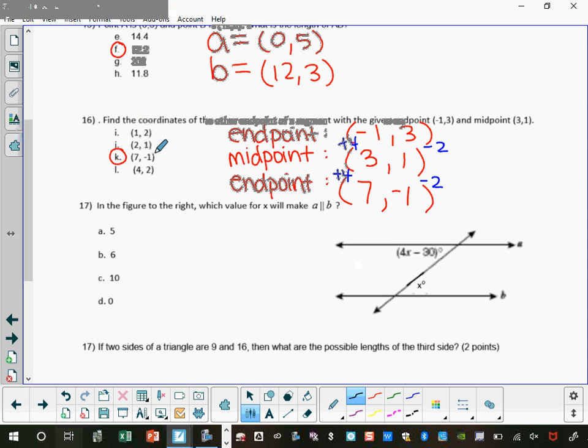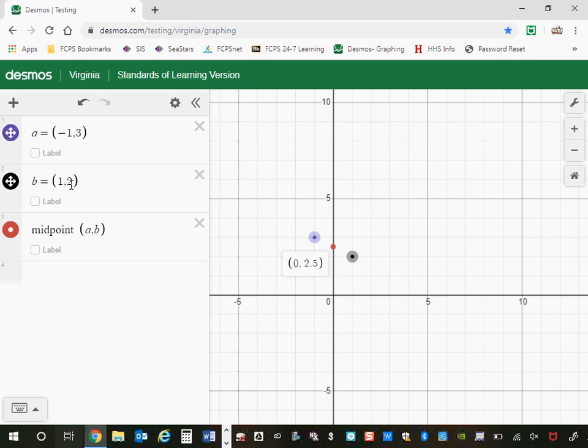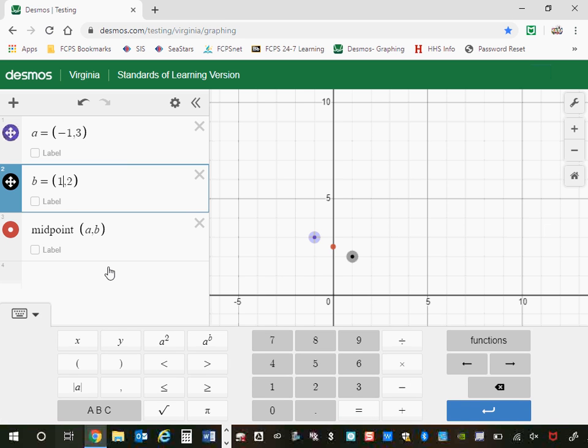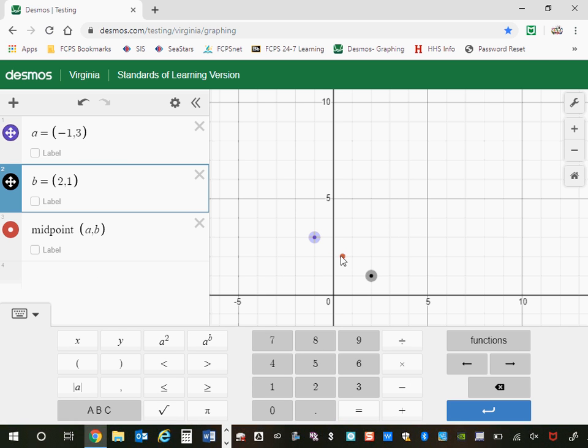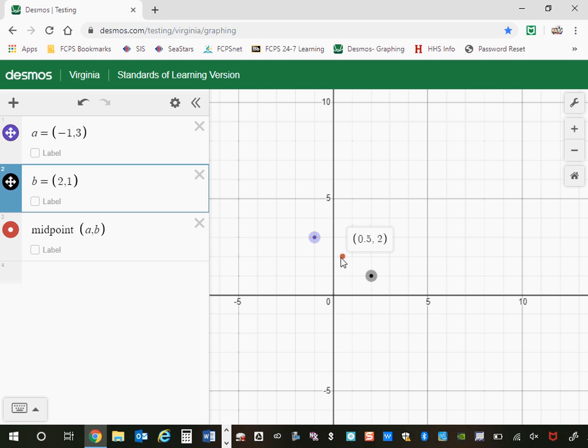And I would cross it out. I know that one doesn't work. All right, my next option is 2, 1. So for B, I'm going to type in 2, 1. I'm going to check my midpoint. Did that give me 3, 1?